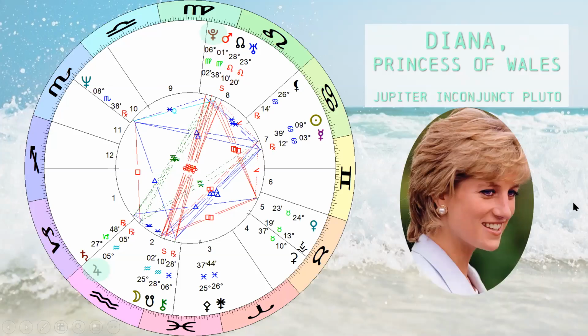So then the last example here is Princess Diana, the late Princess Diana. I would put her in the first stage, individuated. And we're seeing this Jupiter conjunct Pluto. And looking at it, she's also got Mars in a balsamic conjunction to Pluto. Uranus conjunct North Node. South Node conjunct the Moon.